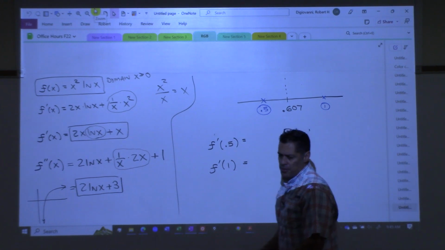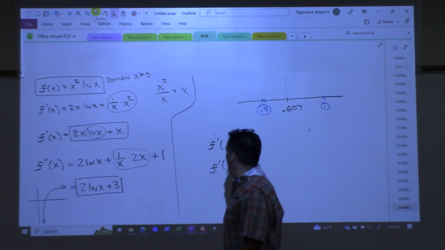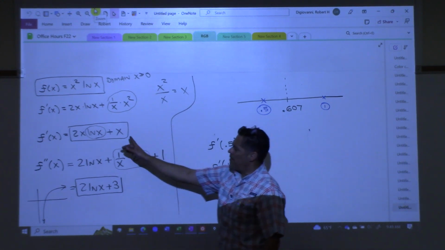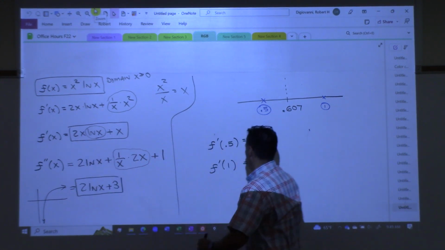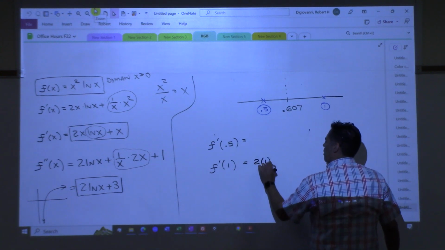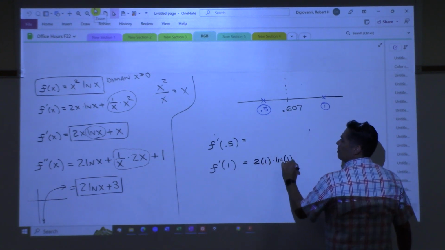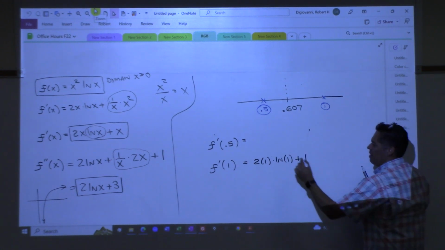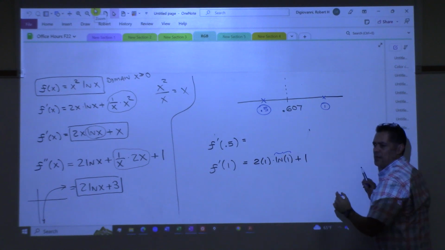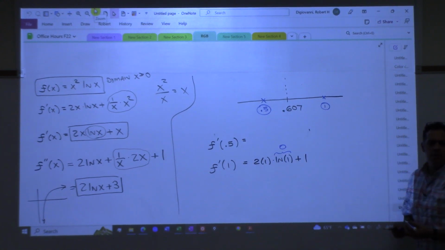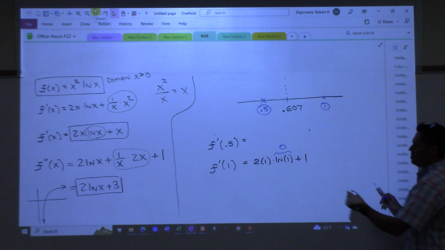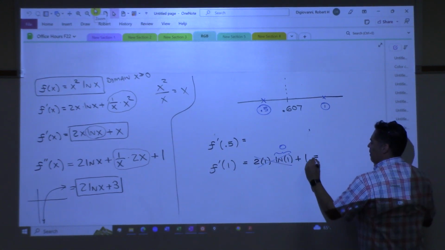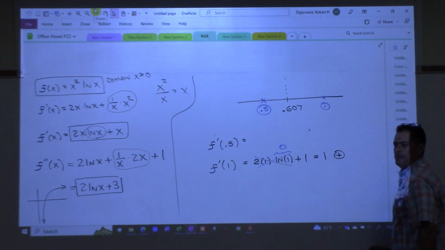So when I do those, I'm going to do the one that's easier for me to do right now. If I plug in 1, I can plug 1 into this pretty easily, right? It's going to be 2 times 1 times natural log of 1 plus 1. And the reason I like that is because, again, college algebra, the natural log of 1 is 0. So I know that that's all 0 here. So my answer is 1, which is a positive number, right?